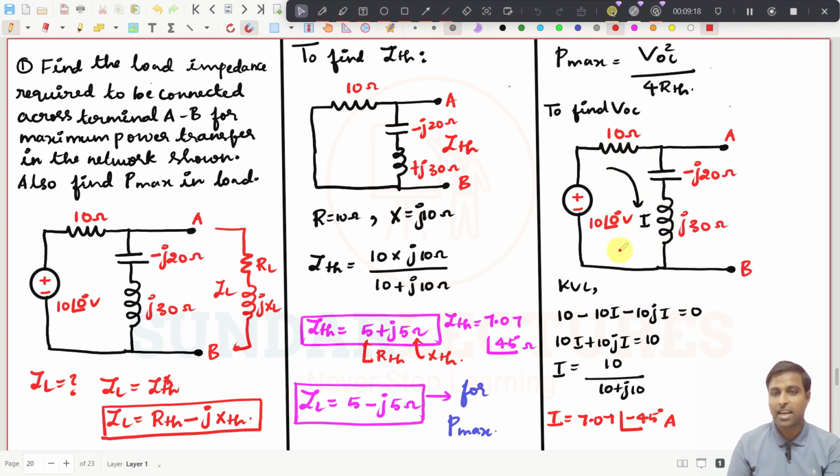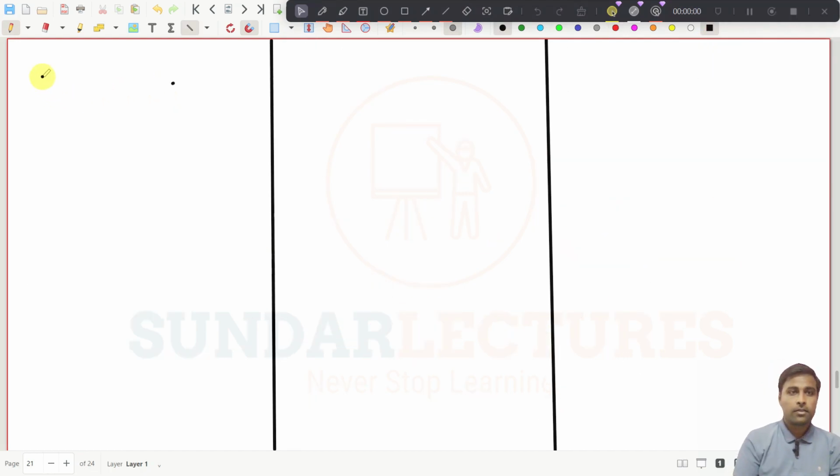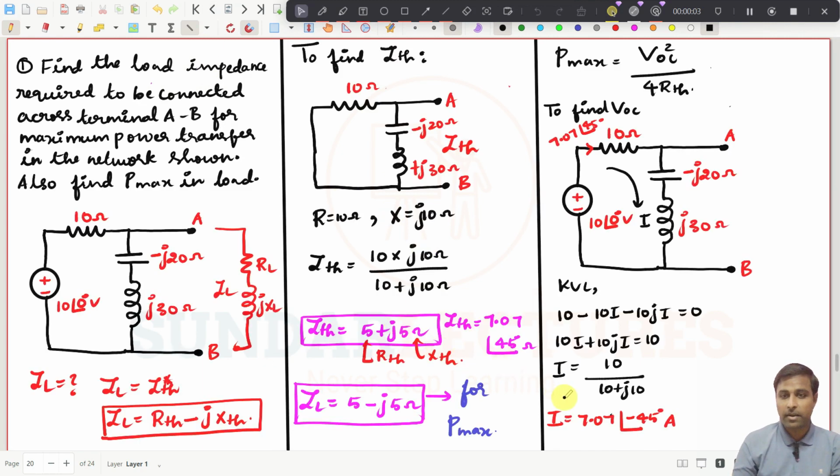The current flowing in this resistor will be 7.07 at an angle of 45 degrees, right? Or you can convert this into rectangular form, that is also possible. If you want to find the voltage between these 2 points, start from this point, go in this way and come here, and you reach this point, then that will be your VAB, right? So we will do that.